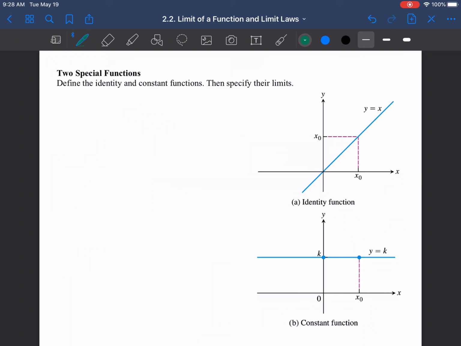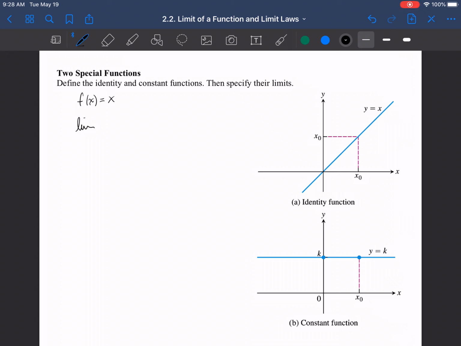Let's take a look at a couple of special functions. Define the identity and constant functions, and then specify the limits. So the identity function here is just y equals x, or f of x equals x. That's our function right there. And so what's the limit? Let's take a limit.